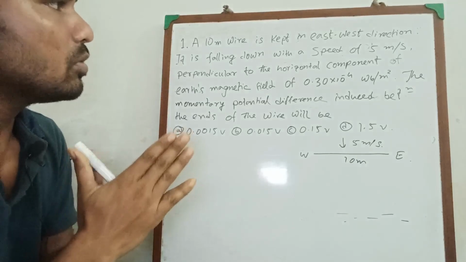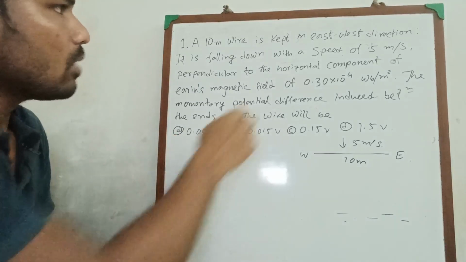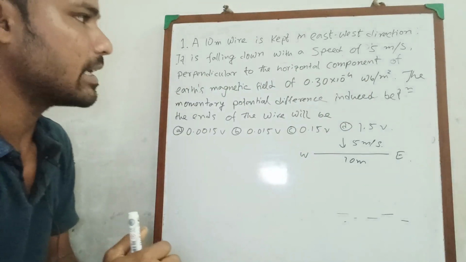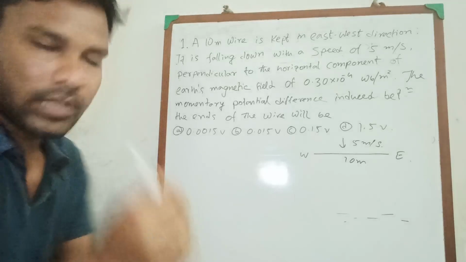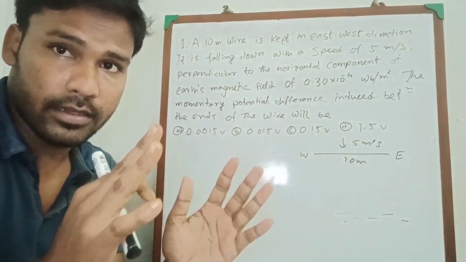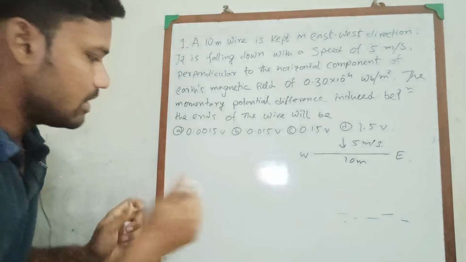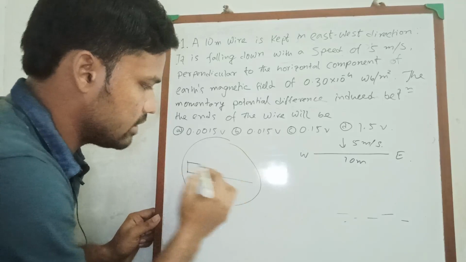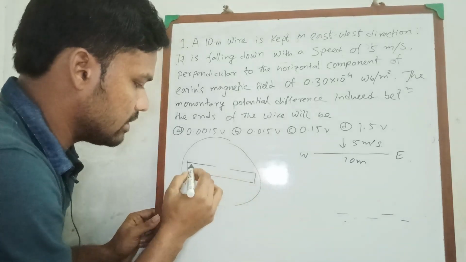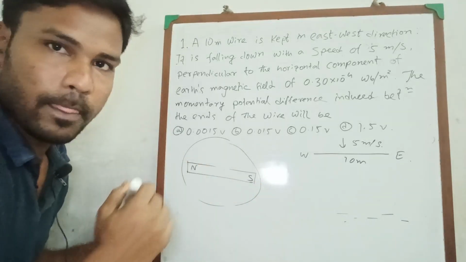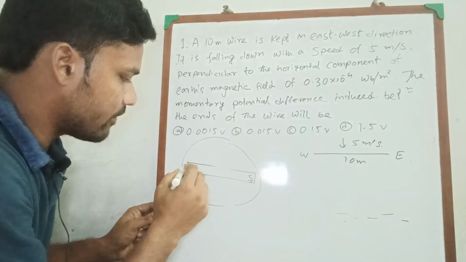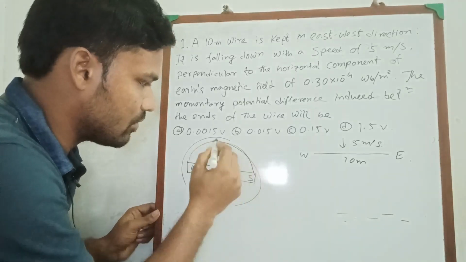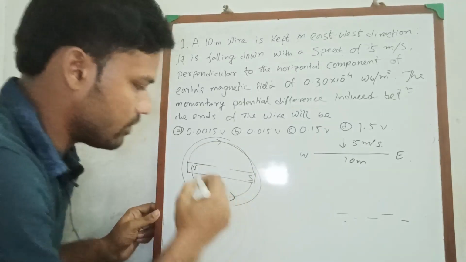So how can we proceed? Here one term is perpendicular to the horizontal component of the earth's magnetic field. As we know, the earth is a big magnet. Suppose this is our earth and this is a magnet. It has a north pole and a south pole. The earth's magnetic field is like that of a bar magnet, from north pole to south pole, and these are the lines of force here.